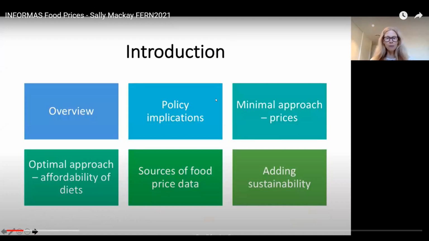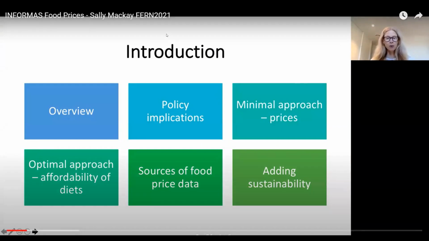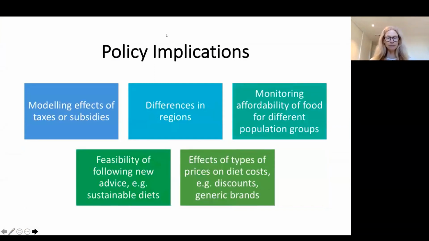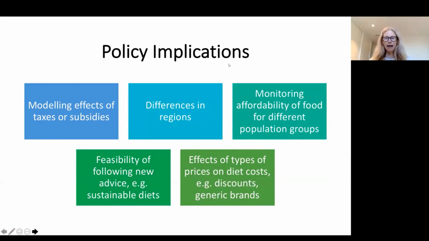I'll give you an overview, talk about some policy implications, then describe the minimal and the optimal approaches. I'll talk about sources of food price data and some ways of adding sustainability measures. So it's very important before you actually start the research to think about why you are doing it and what some of the policy implications are, because this can impact the choice of methods that you use, where you get your data from, and how you analyze it.